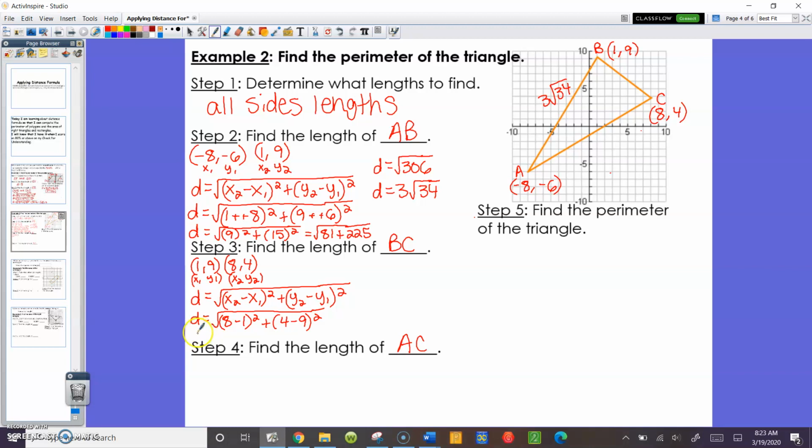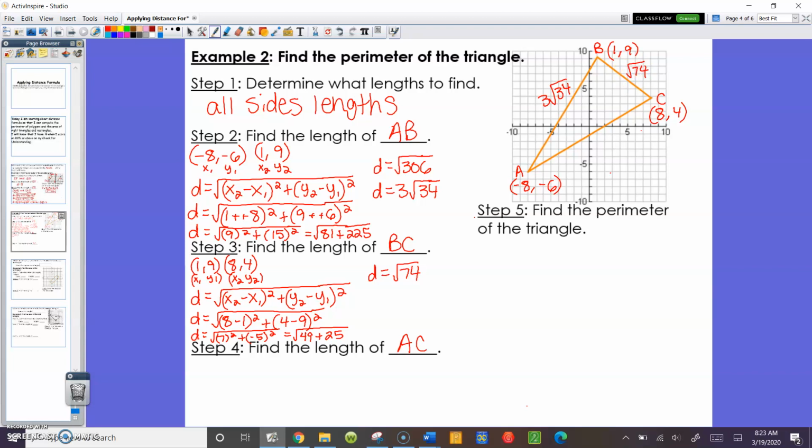So D equals the square root of 8 minus 1, which is 7, and then 4 minus 9 is -5. All right, so 7 squared is 49, and -5 squared is 25. So 49 plus 25 gives us the square root of 74. And let's see if that simplifies. It does not. So BC is the square root of 74.